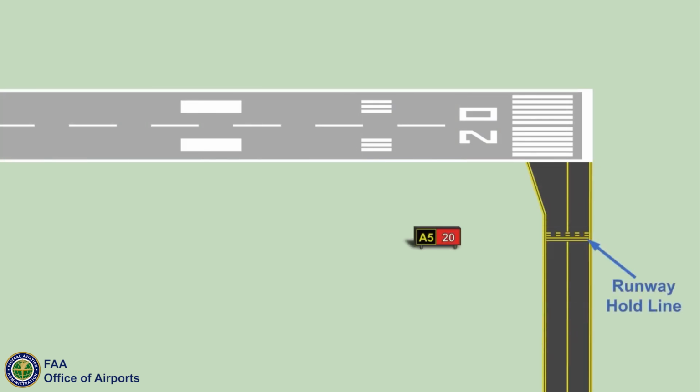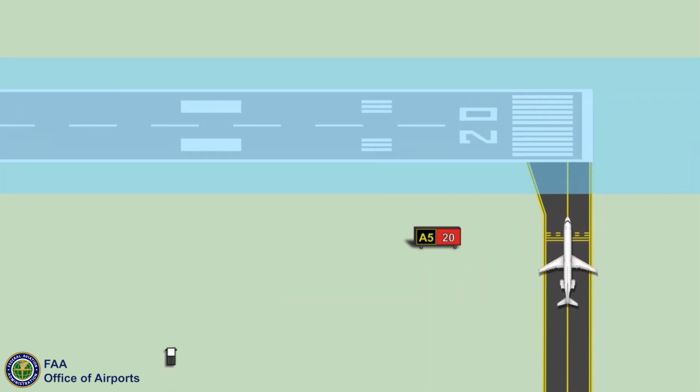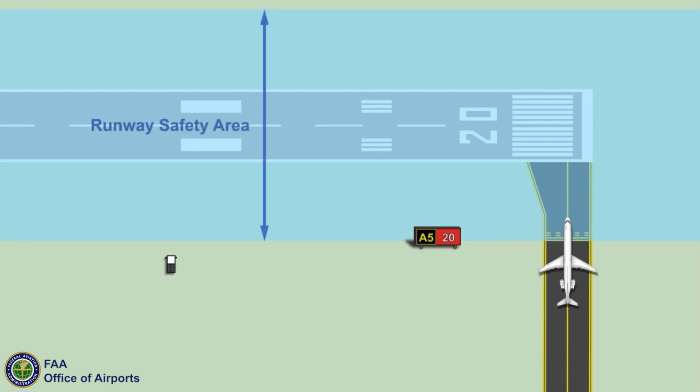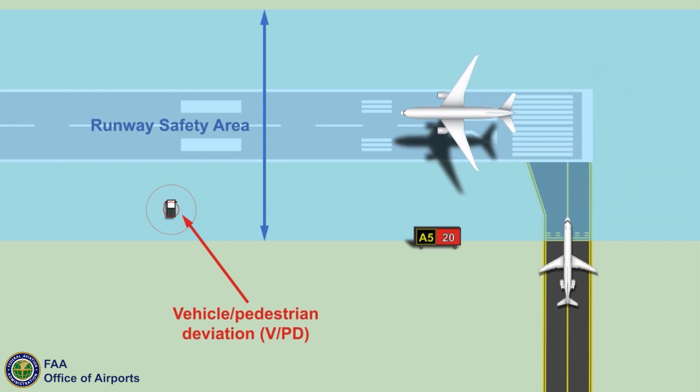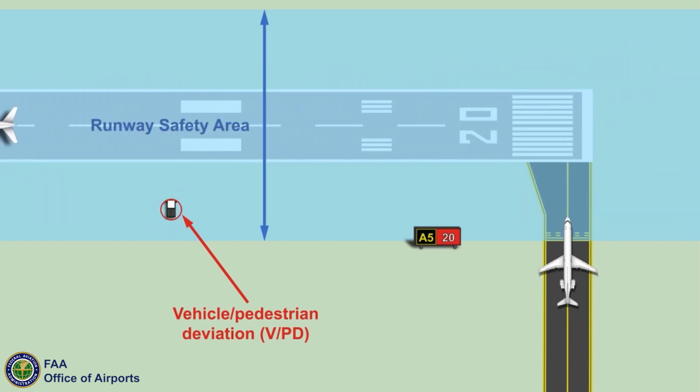Examples of runway incursion include an aircraft crossing a runway hold line without clearance from air traffic control, also known as a pilot deviation or PD, or a vehicle entering the runway safety area without clearance, also known as vehicle pedestrian deviation or VPD.